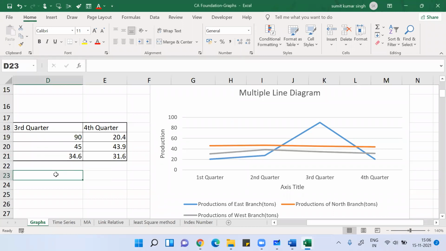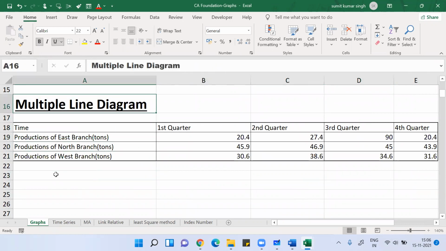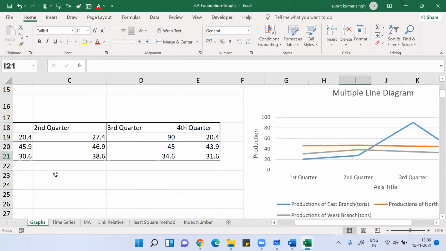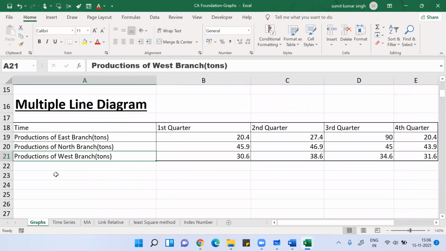So when I talk about multiple line diagram, I have taken multiple variables of the single parameter called production, and different parts of that I have taken: east branch, north branch, west branch. Then I measured the production of different branches quarter wise, and then I plotted the graph for that. So this is what multiple line diagram is all about. I hope these are all self-explanatory. You can easily understand.